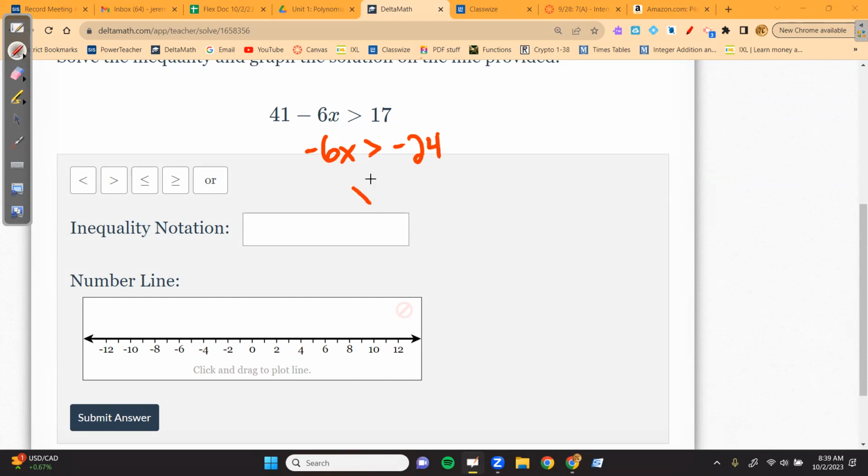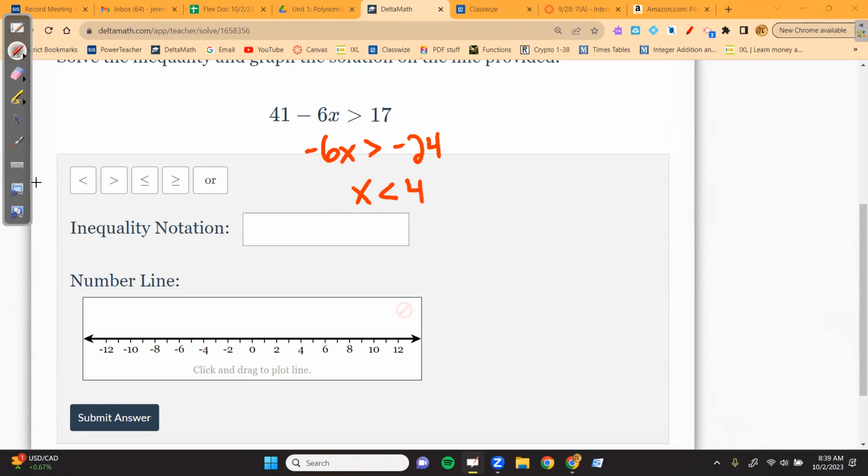So what's my answer going to be? x is less than positive 4. So that's a real hotbed for mistakes right there. I had to remember that when I divide by a negative number, I switch the Pac-Man backwards, right? And then, of course, I know that a negative divided by a negative is a positive.